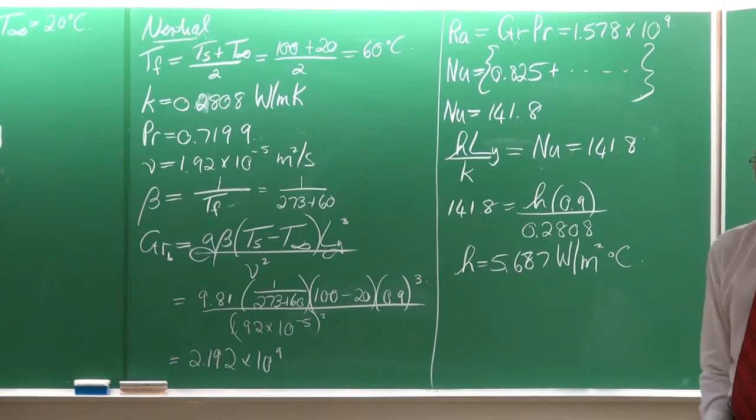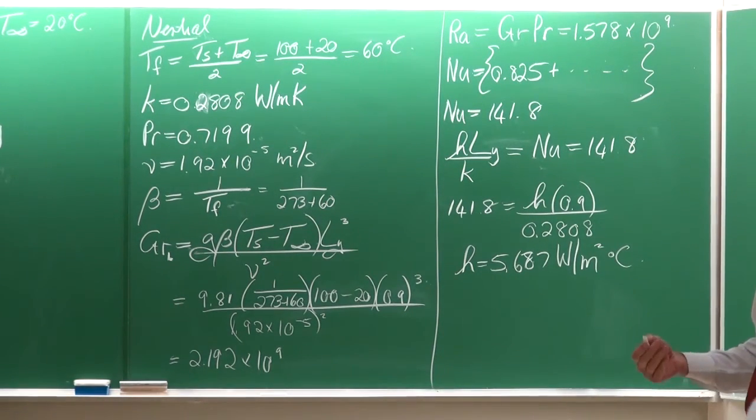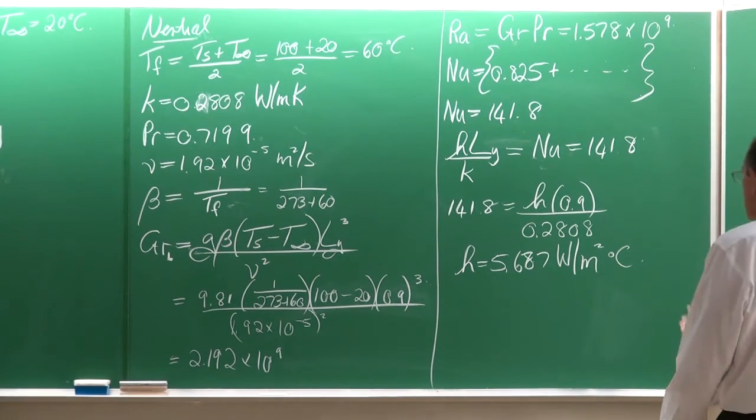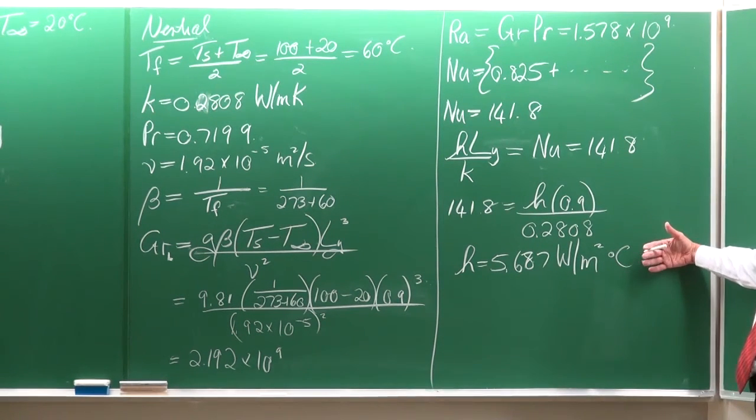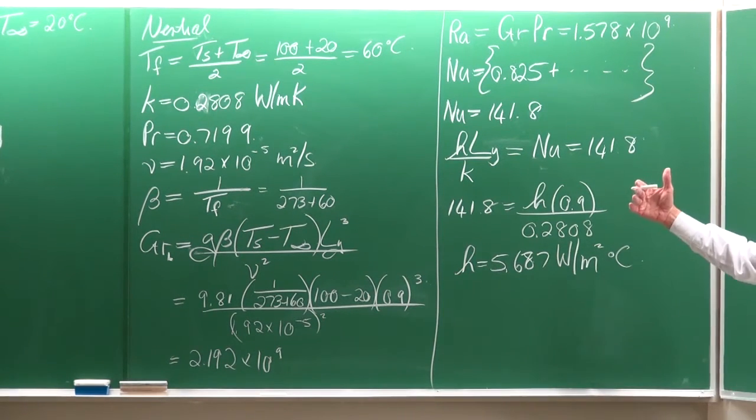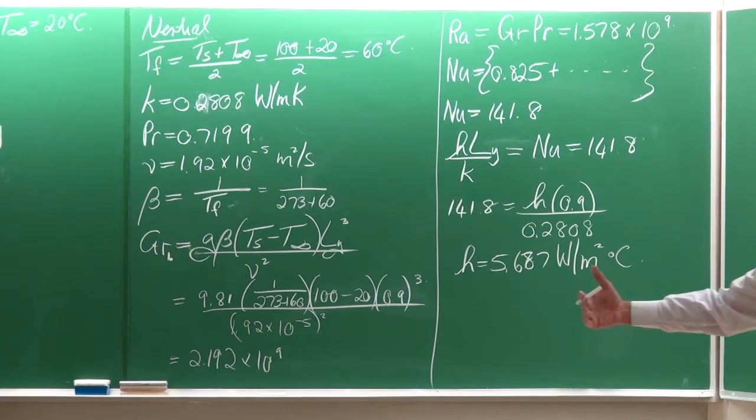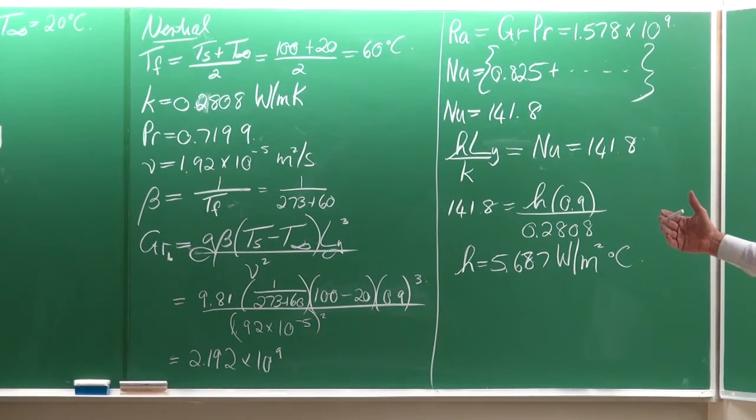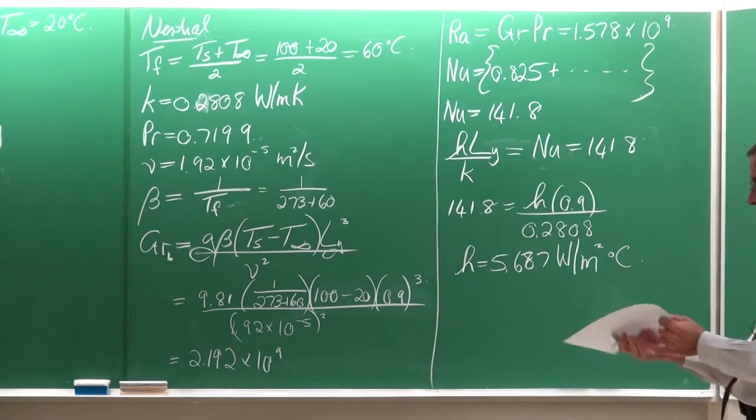When you calculate the heat transfer coefficient, always ask yourself, does it make sense? In this case, yes. Natural convection heat transfer coefficients are up to about 10, 20, very low values. Okay, not in tens of thousands. Boiling, condensation, evaporation, then you will have values like that.